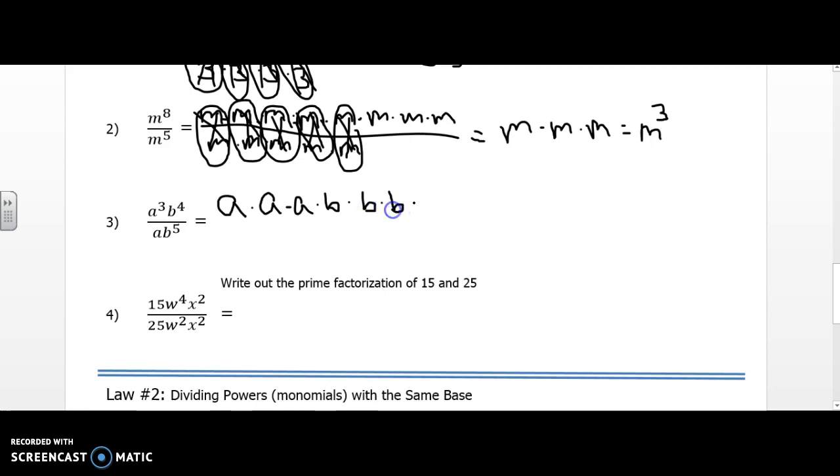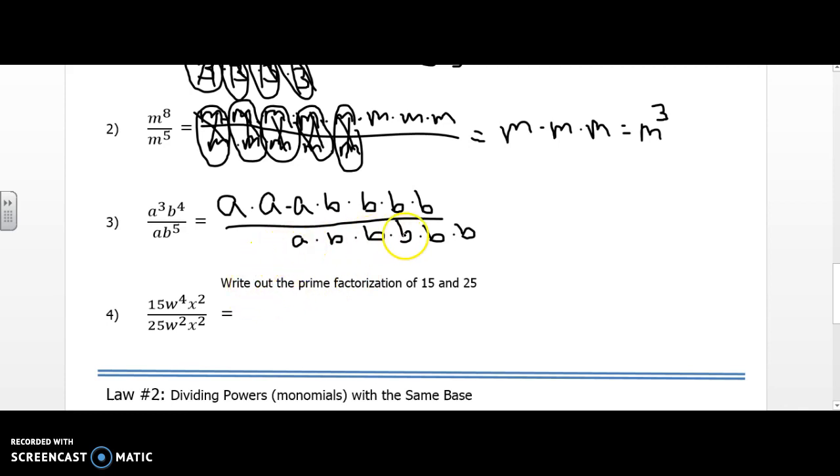Okay, 3 a's and 4 b's. In the denominator, I'm going to have 1 a, but then I'm going to have 5 b's. 1, 2, 3, 4, 5.